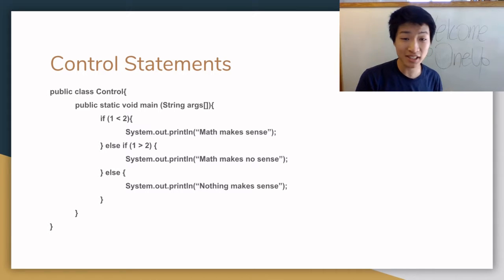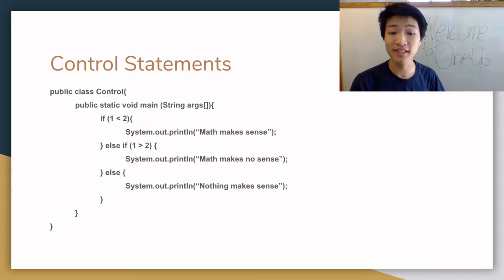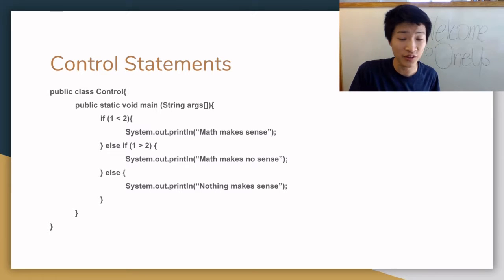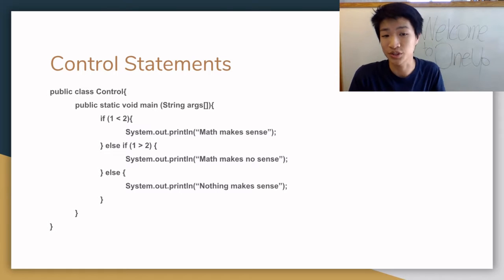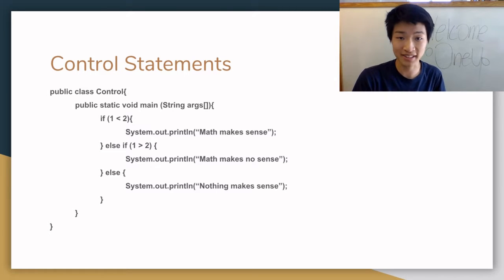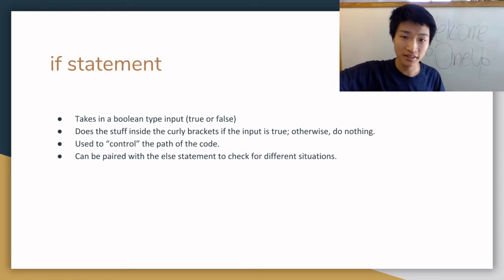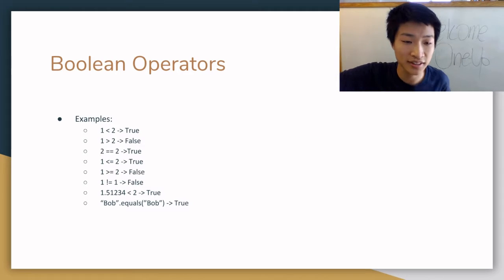Now if 1 wasn't less than 2, but 1 was greater than 2, it would print out "math makes no sense." And if neither of those were true somehow, and 1 equals 2, then it'll print out "nothing makes sense." Okay? So if you have questions, go ahead and ask.